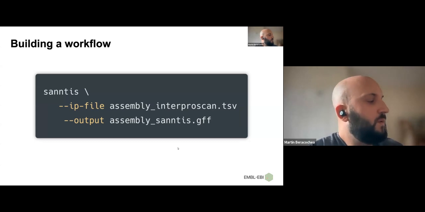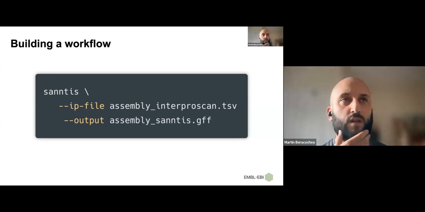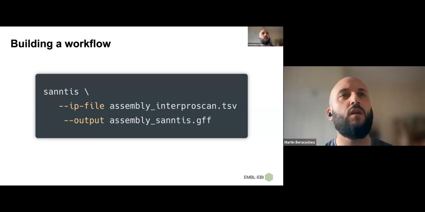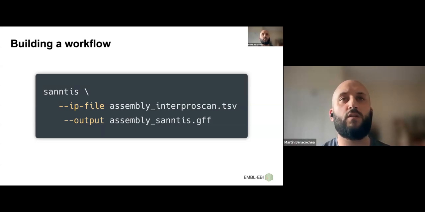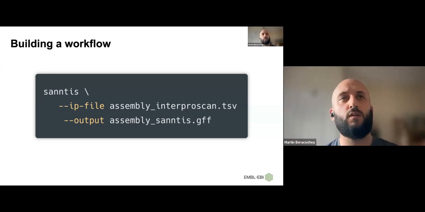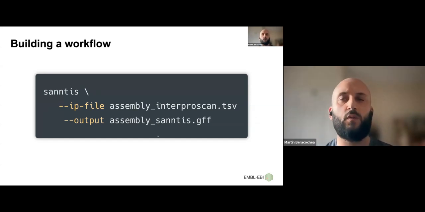Then in your research project, you want to use a different tool. In this case, there's a tool called Santis for the detection of biosynthetic gene clusters. This tool has a dependency: you need to feed it as an input the annotations that you got from InterProScan for your assembly. So again, you look for the tool, you install it, and then you run it. You specify a few parameters for it: basically, the input file that comes from InterProScan, and where you want to keep your output file. All good.